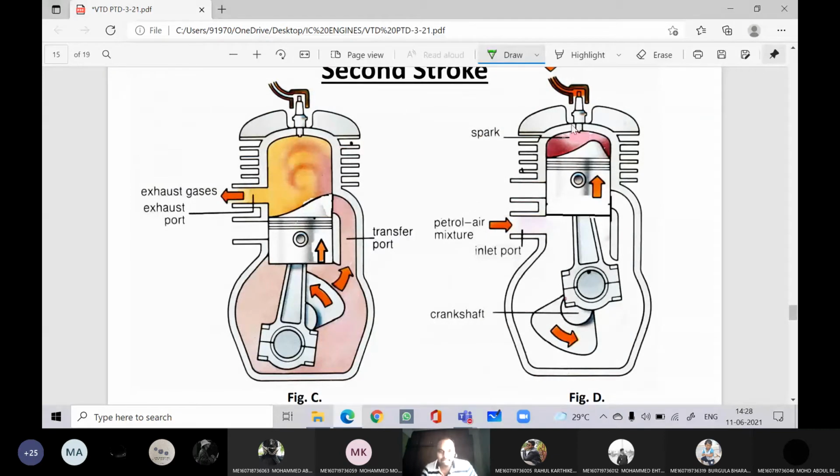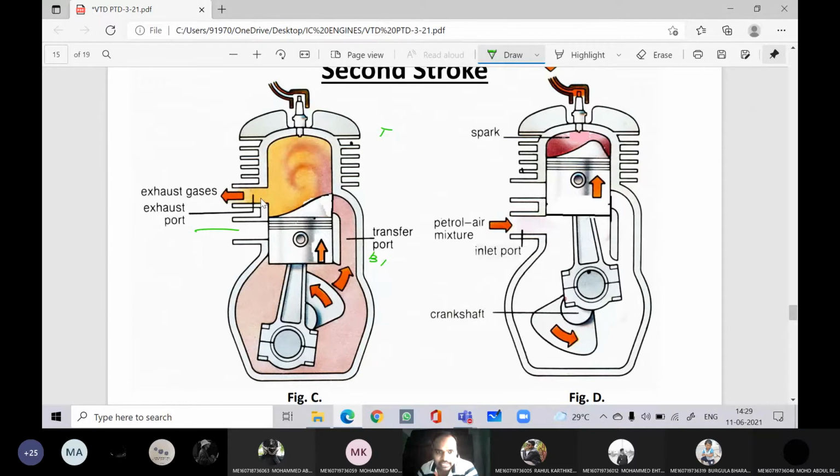Now you can see here, the piston is moving from bottom dead center to top dead center. This is TDC and this is BDC. At this point of time, which port is open and which port is closed? The exhaust port is open, the transfer port is closed, and the inlet as well as transfer ports are closed.